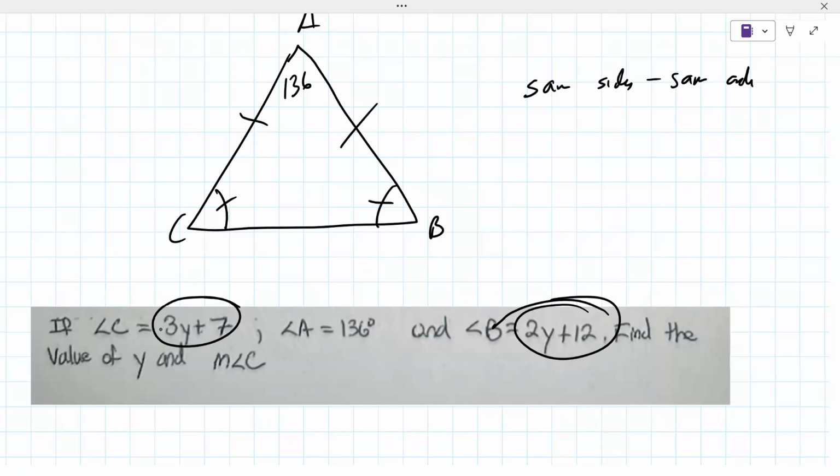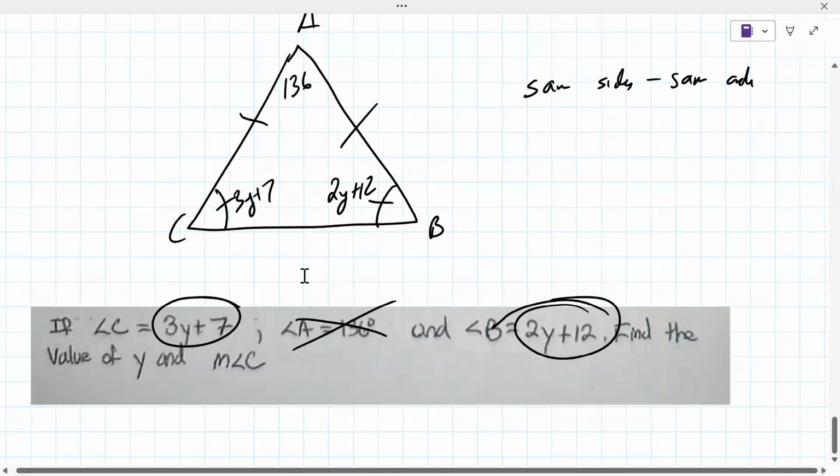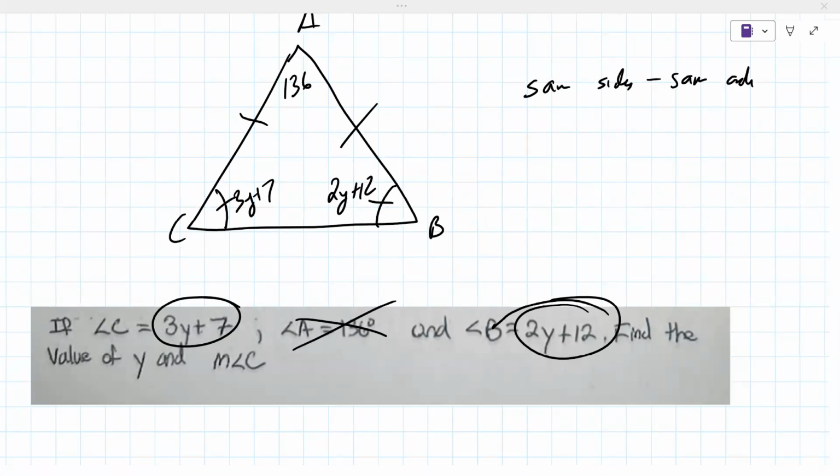So on top, I have A 136, and then C is, do I write out that equation? You don't need angle A. Forget about that for a moment. Just set the two equations equal. This one's 3y plus 7. It's 2y plus 12 down here, but they're equal. So you can set the equations equal to each other. Y equals 5.